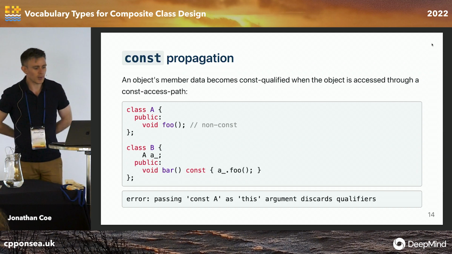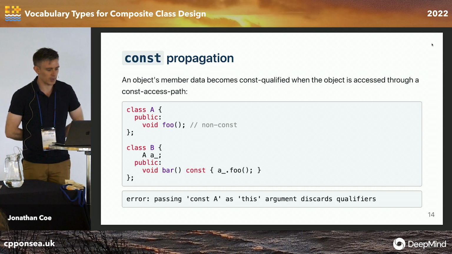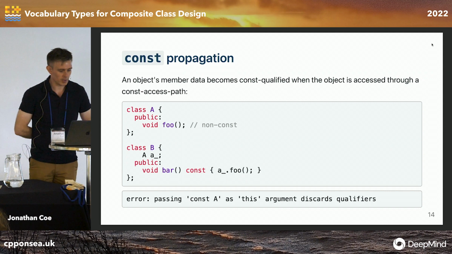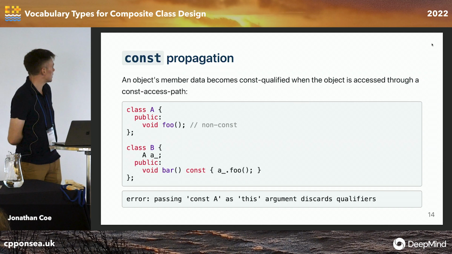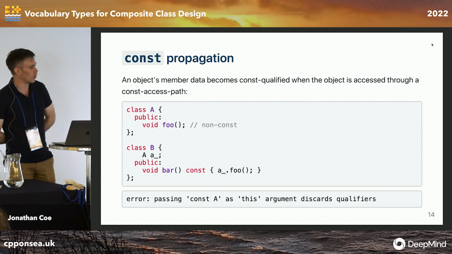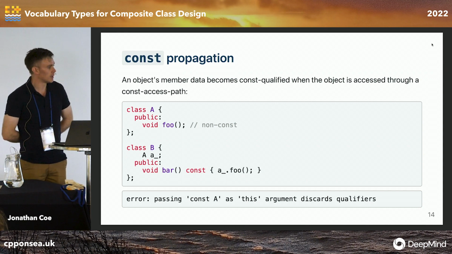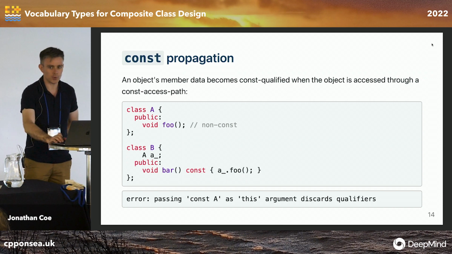So as we saw before, an object's member data will become const qualified when the object is accessed through a const access path. So in this piece of code here, we have an A, which has got a non-const foo method inside it, and we have a B, which contains an A, and a bar method, which is const qualified, and it will try and call the non-const qualified foo inside that const qualified method, and that's going to fail with the same sort of error message as before, that we've discarded qualifiers. So that's good. The compiler stopped us doing something we were trying not to do.